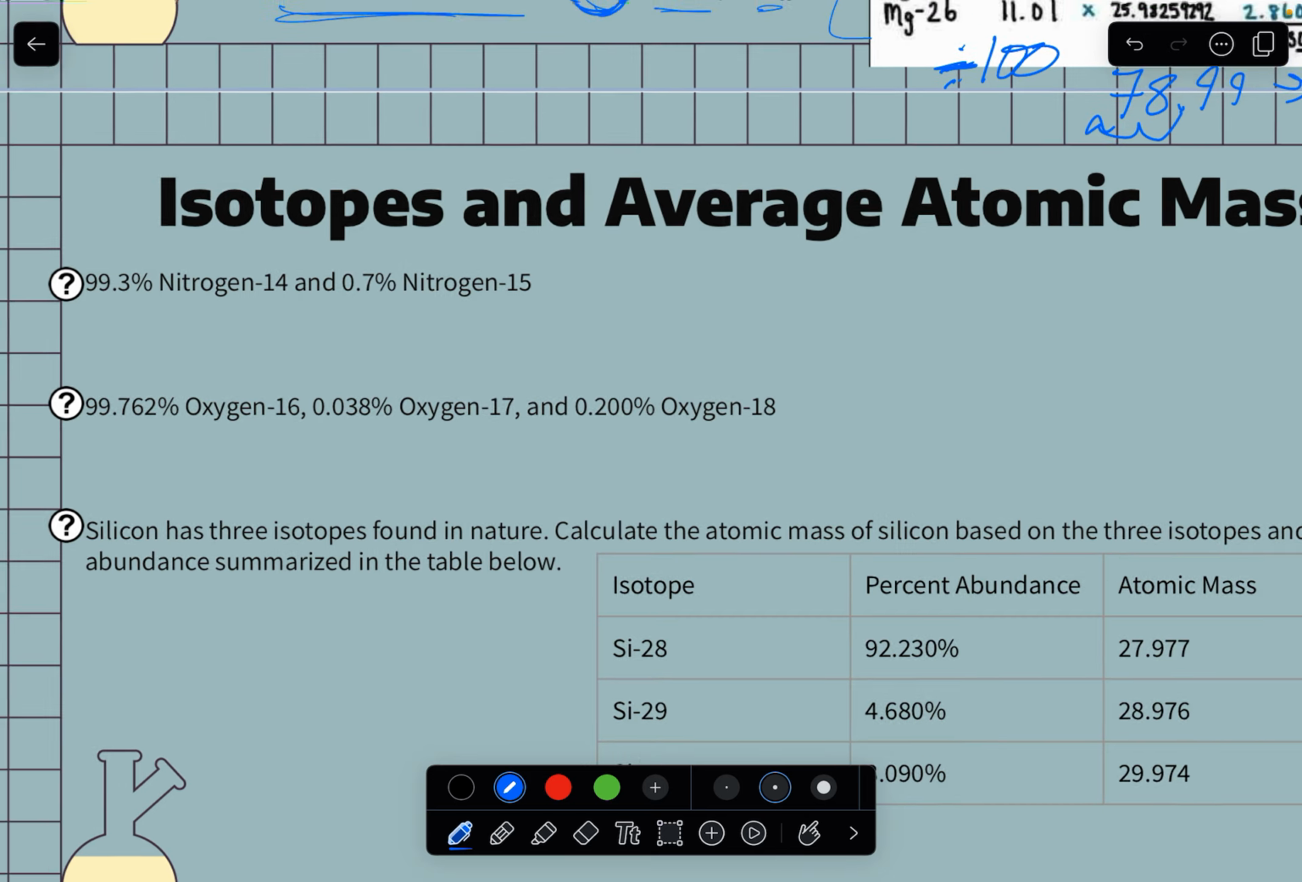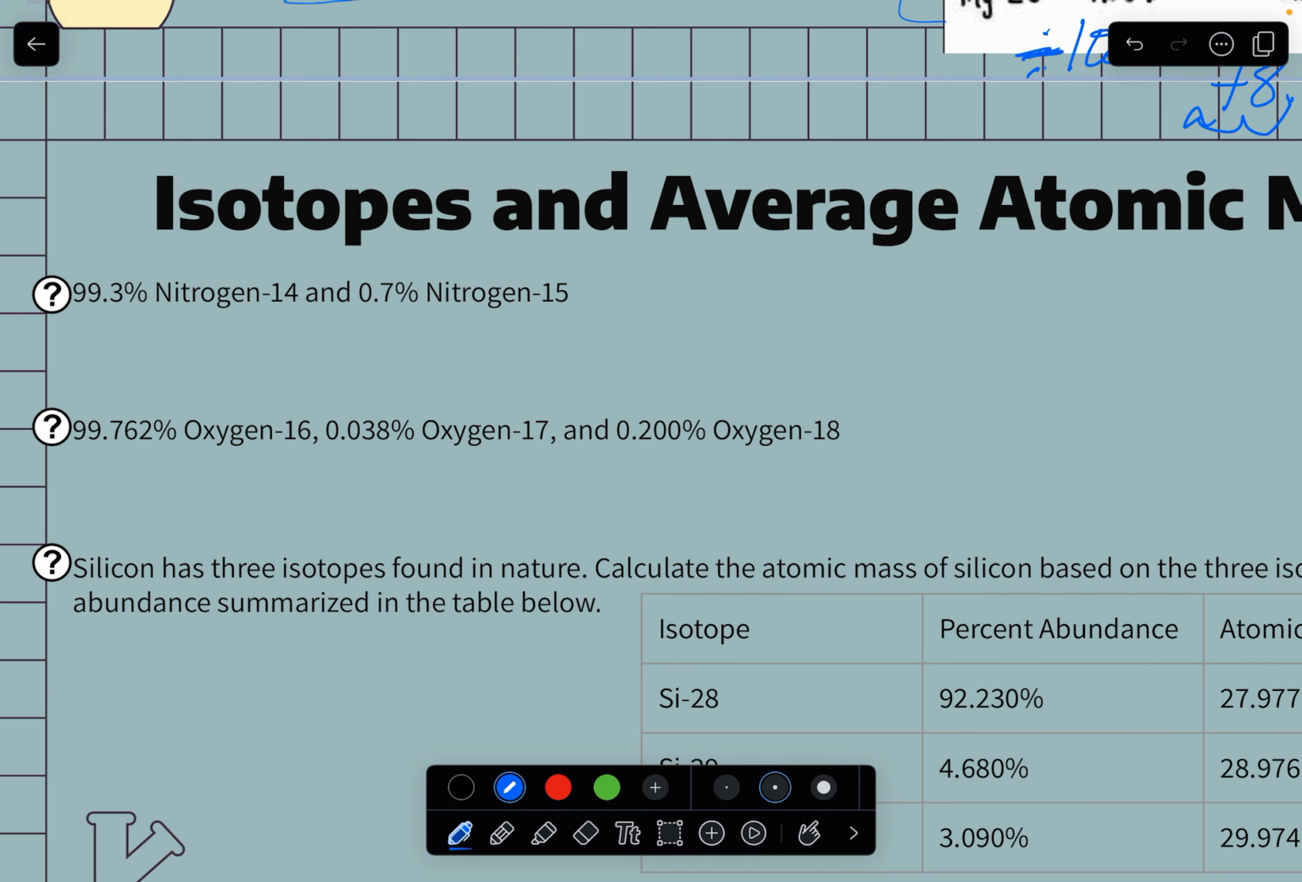I'm going to zoom in a little bit so I can write a little better. But you have these in your notes, so make sure you follow along. If you want to pause this and do it on your own first, you can if you feel confident. If not, you can just see what I do here and learn from this, and you'll have examples in your practices as well. Okay, so this first one, we have 99.3% of nitrogen 14 and 0.7% of nitrogen 15.